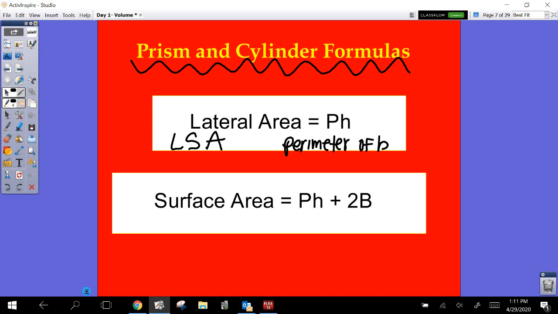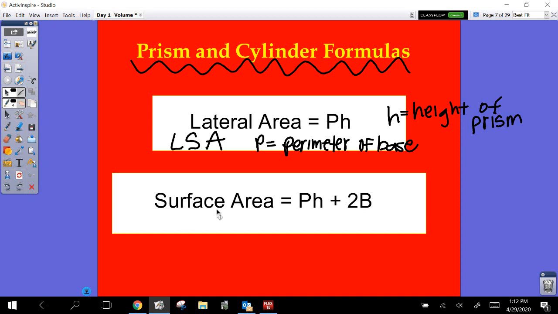Perimeter of the base. P stands for perimeter of the base. And then little h stands for height of the prism. Not your base, but your height of your prism. Sorry, my handwriting's so ugly. Okay, so pH: perimeter of the base, height of the prism.